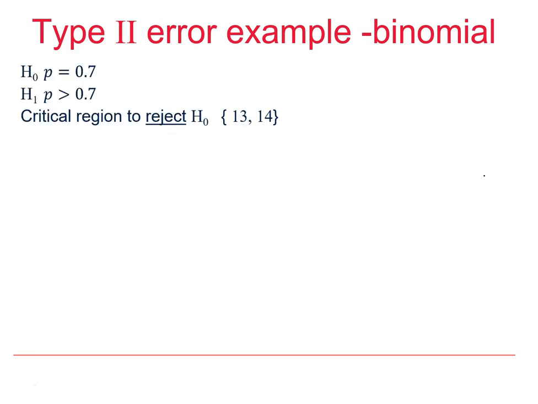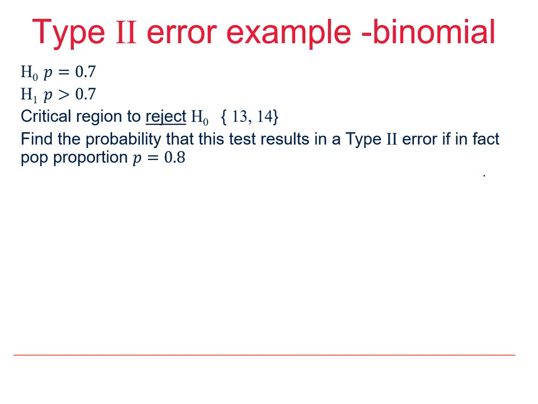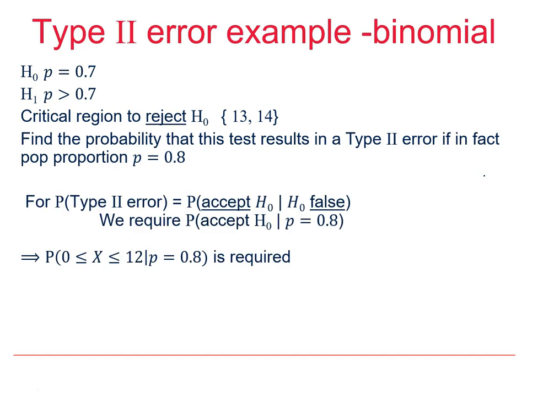So let's just look at all the information so far. We know the critical region to reject H0 is 13 or 14, and of course that then tells me that the event accepting H0 involves getting the outcomes 0 to 12. And we need to work out that probability with the actual, now true, value for p being given to us as 0.8. So it might look a bit complicated, but hopefully you can see what's going on.